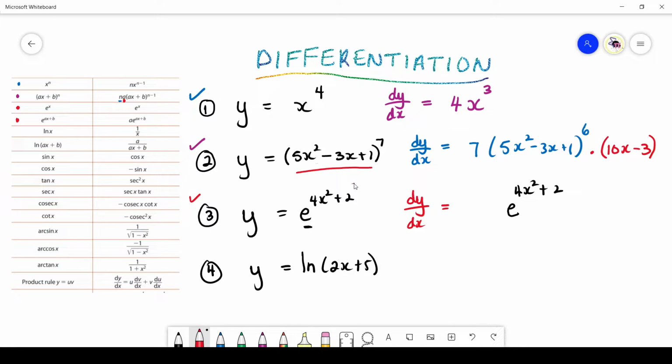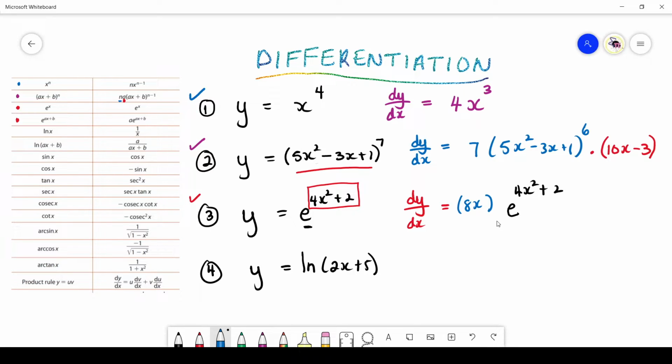So in this case, the power involved in our question is 4x squared plus 2. Now, if you were to differentiate that, you would get 8x. You would get 8x alone because the differential of plus 2, which is a constant, is simply 0. And you close your bracket.